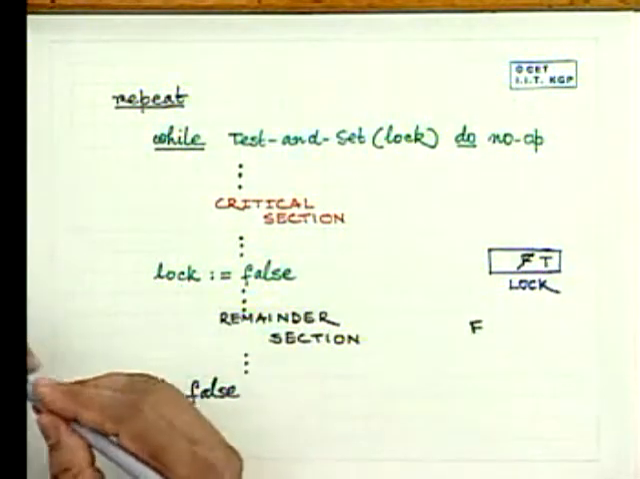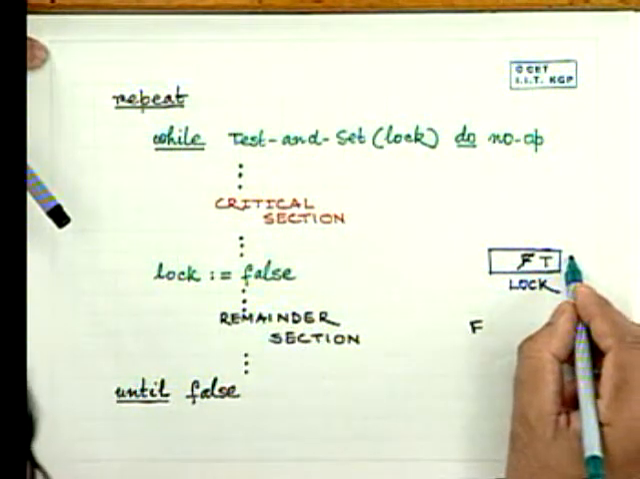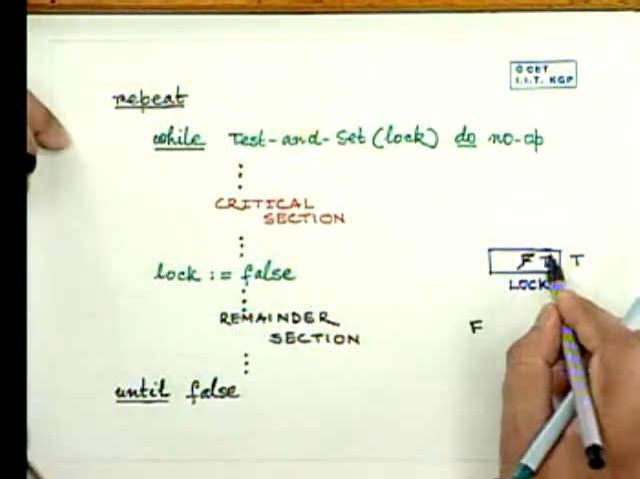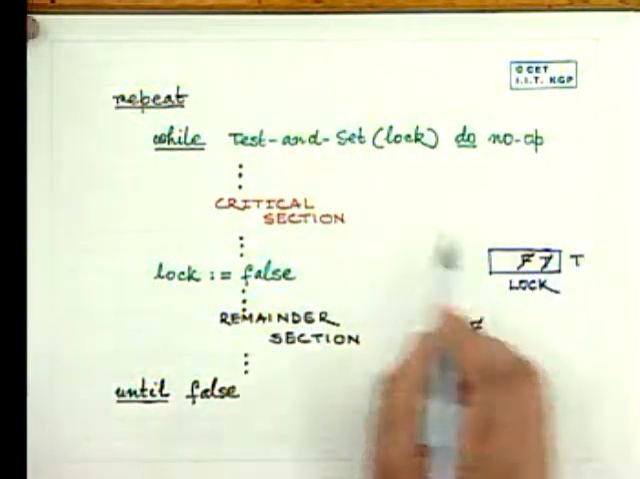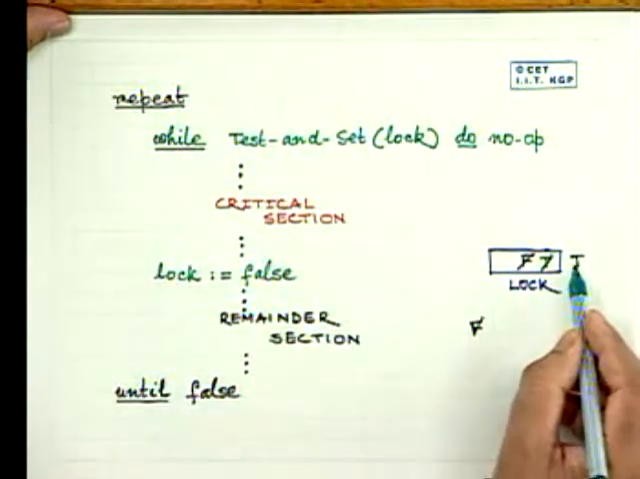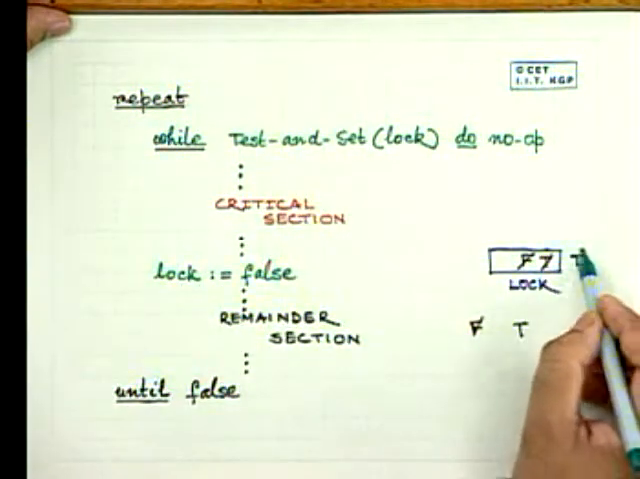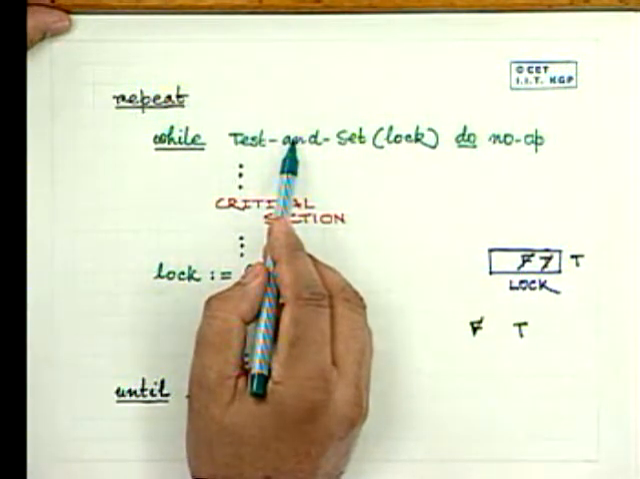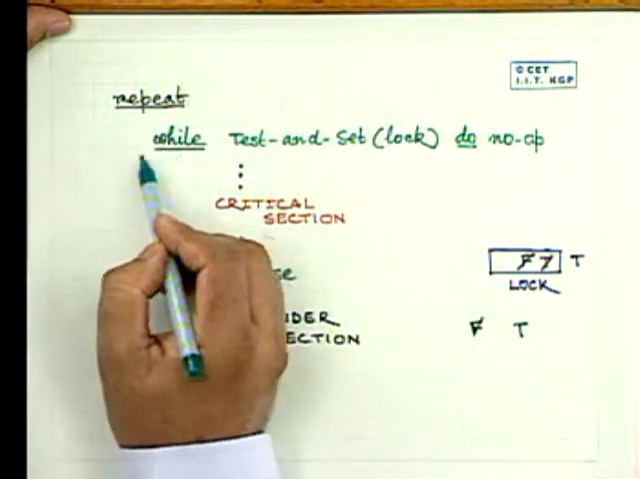In the other case, say originally the lock was true, then what will happen? Since the original value is true, the moment the test and set lock is executed, the true value will be returned, and the lock will be assigned true, that means it will remain true. Now since it is true, this process will busy wait here.